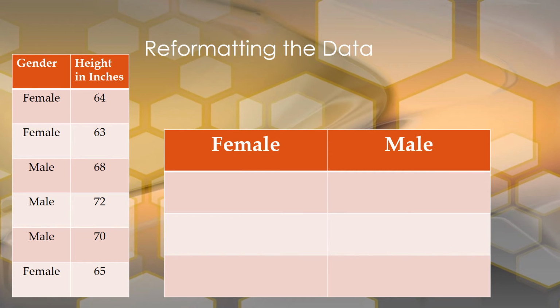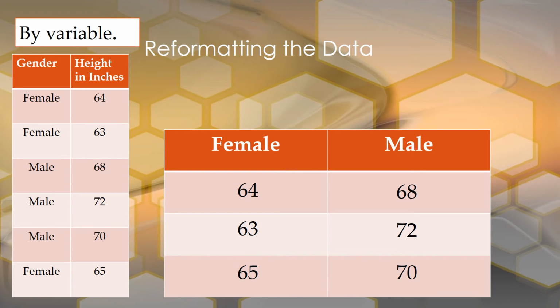Our first person here was female and they were 64 inches. So now we're going to put two columns that are the categories now instead of the variables. As I said, the first person was female and 64 inches. The next person was female and 63 inches. The next person was male, so it's going to go in the other column, and they were 68 inches. The next person was male and 72 inches. And we're going to go back to the next person, who was male and 70 inches. And then the last person was female and 65 inches.